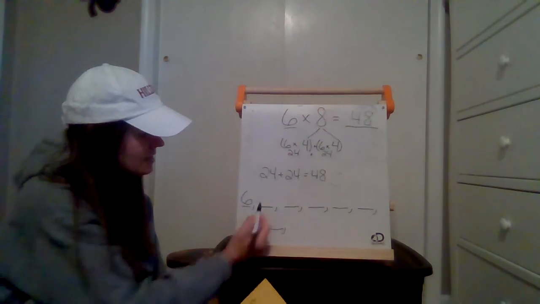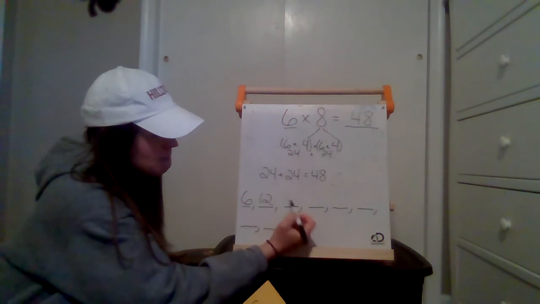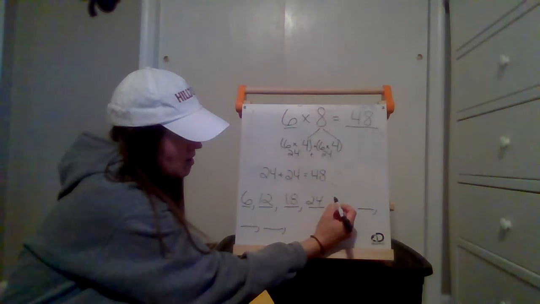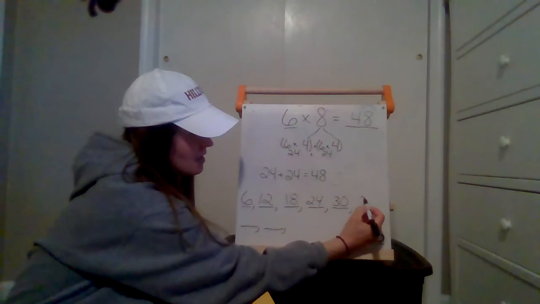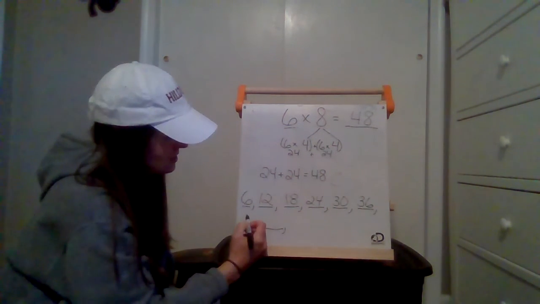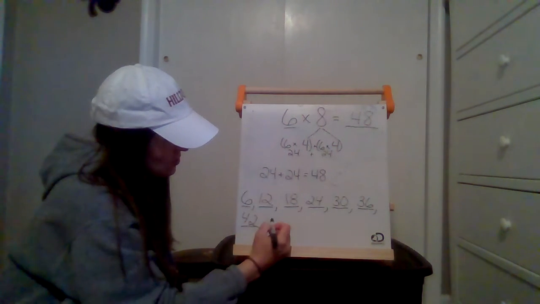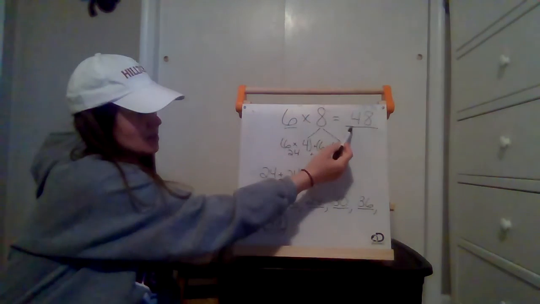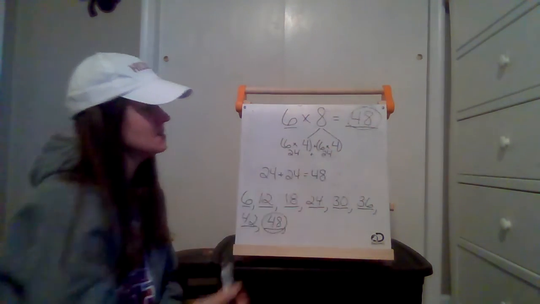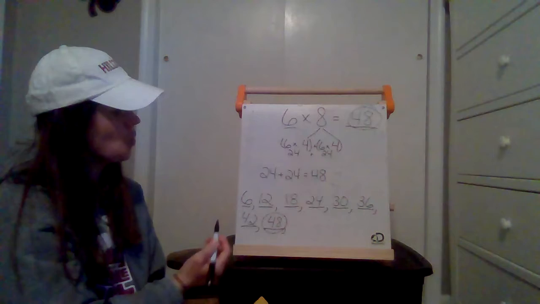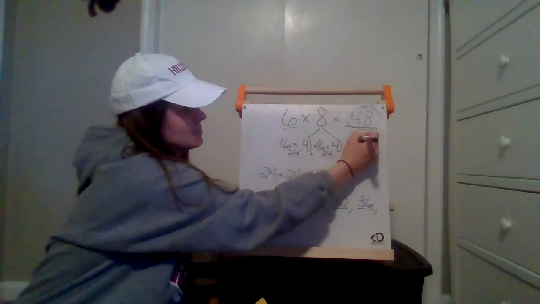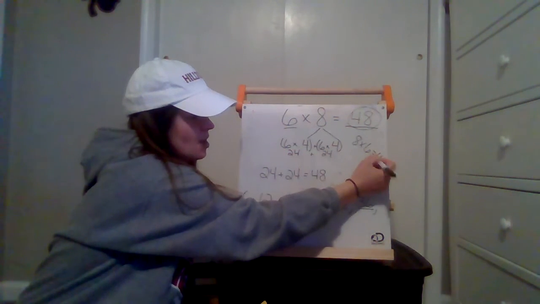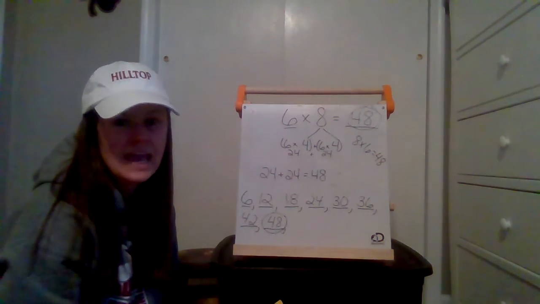All right, so we have 6, 12, 18, 24, 30, 36, 42, and 48. So our product of 6 times 8 is 48, or if we look at it, 8 times 6, we flip our factors, our product is still 48.